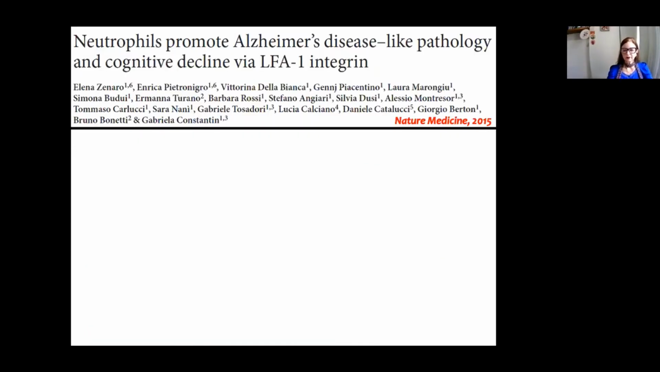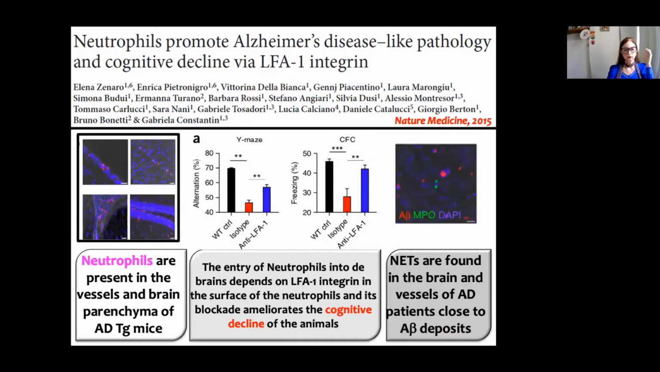And then we got very happy, because just after we published our first studies showing the implication of NET formation in amyloidolysis, that's the process of fibril breakage, this very wonderful paper was published by the group of Gabriella Constantini from Italy, showing the presence of neutrophils in the parenchyma of the Alzheimer's transgenic animal models. As you can see, these are the pink dots.